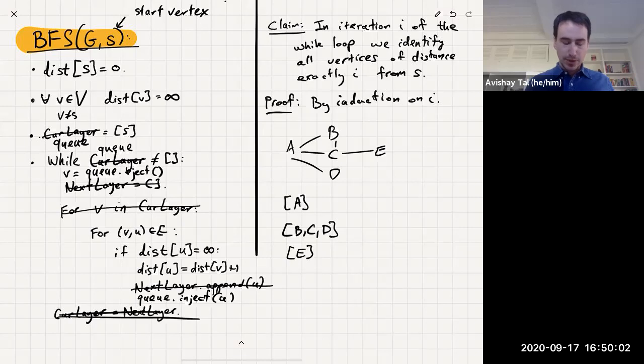Okay, so any questions about BFS? About the algorithm. The next thing that we're going to do is analyze the running time, which is not going to be too complicated.